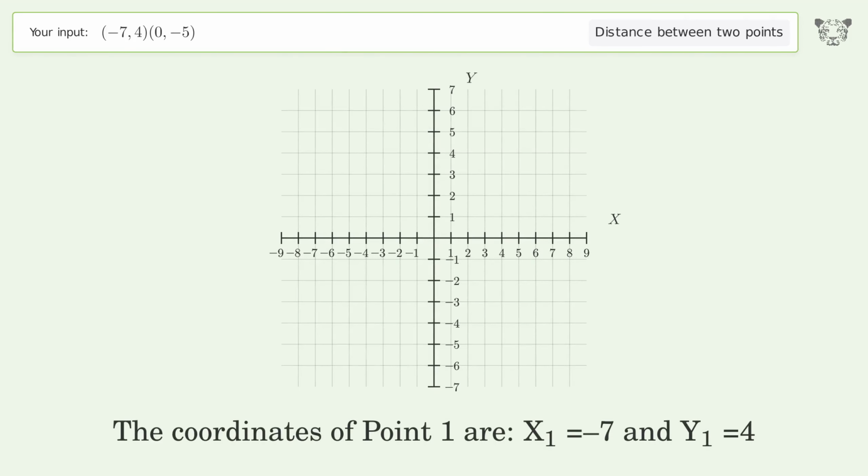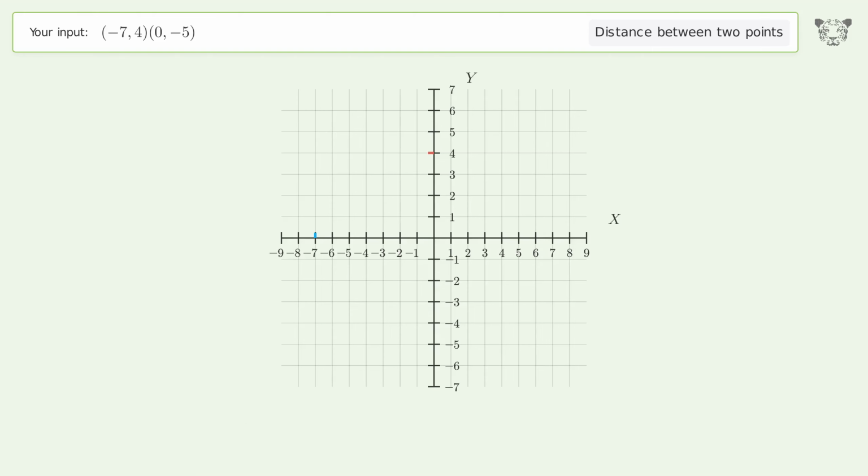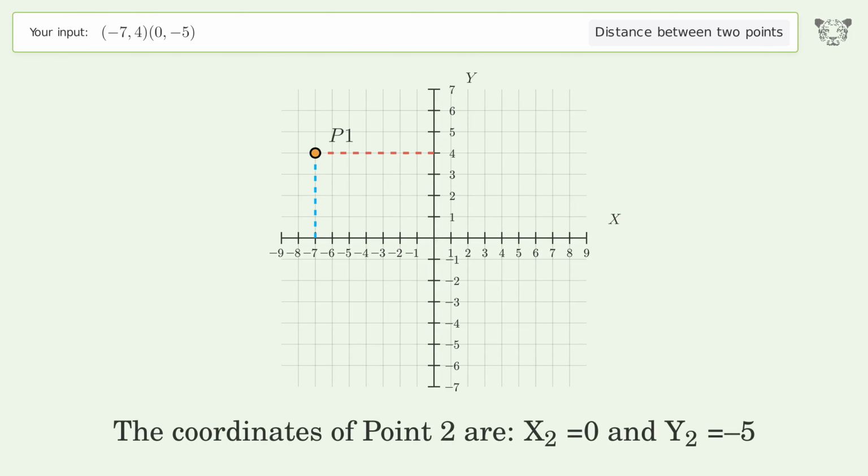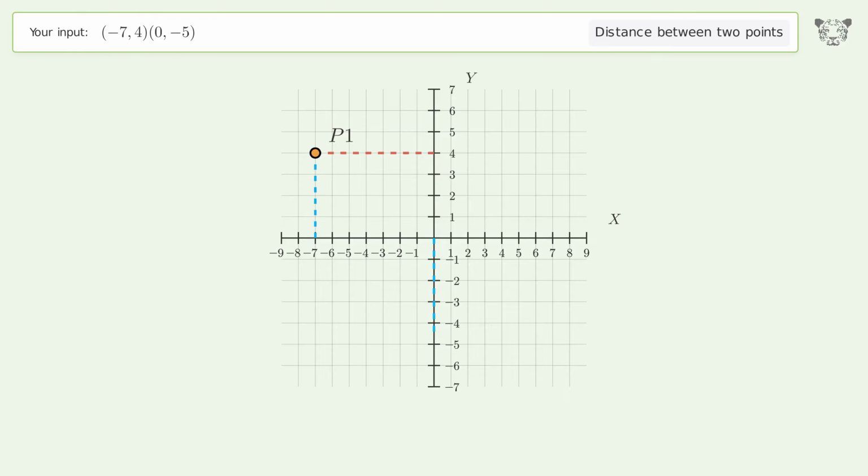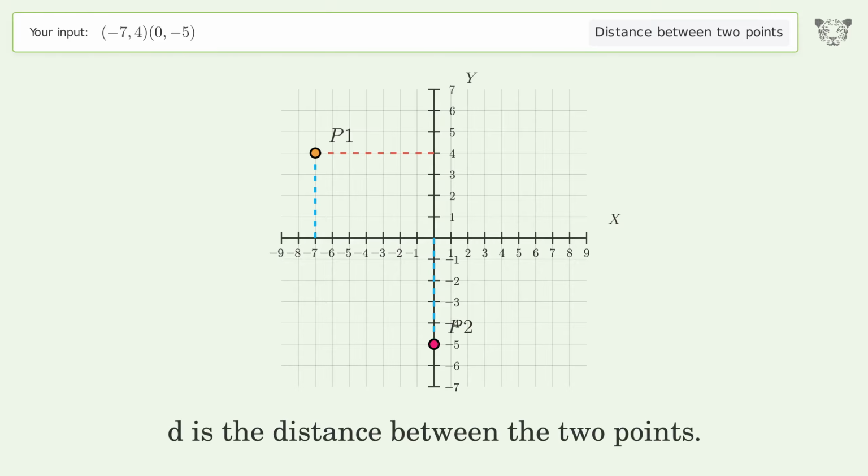The coordinates of point 1 are x1 equals -7 and y1 equals 4. The coordinates of point 2 are x2 equals 0 and y2 equals -5. D is the distance between the 2 points.